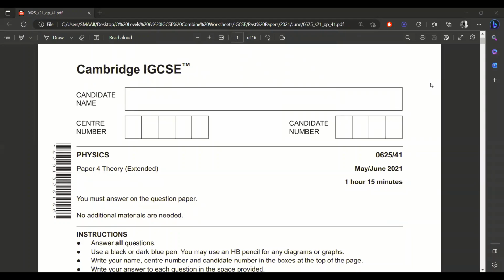Let's start with paper number 4, variant 1, 2021 Beijing.